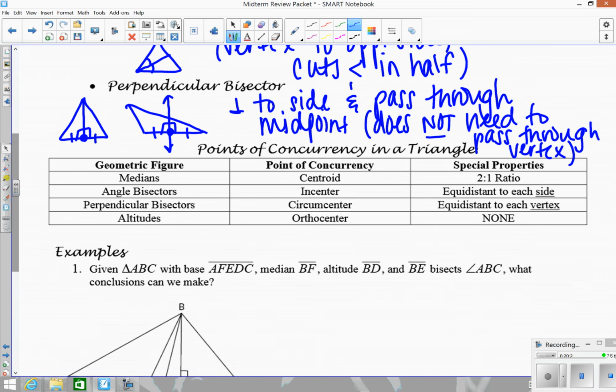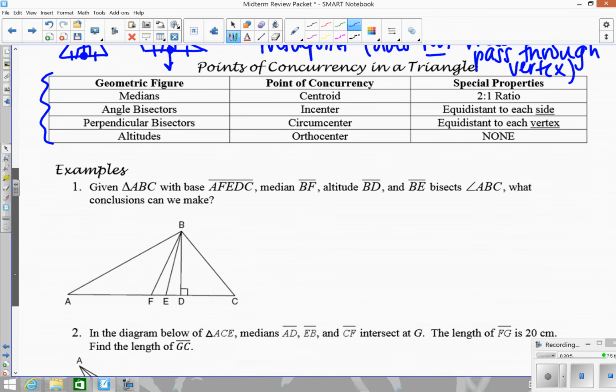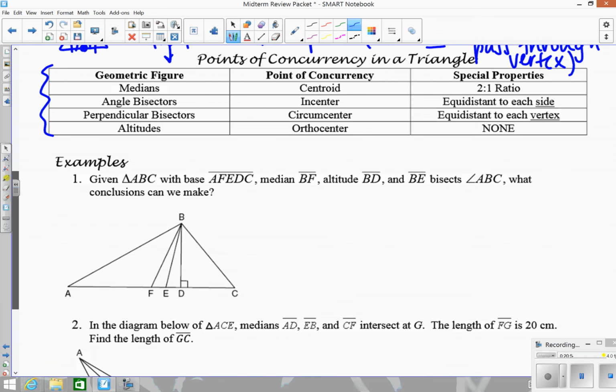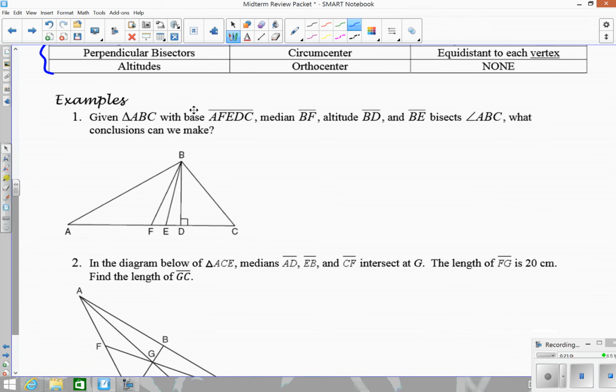This chart down here just kind of talks about those points of concurrency. Remember, every single triangle has 3 of each of these segments, so 3 perpendicular bisectors, 3 medians, 3 angle bisectors, and 3 altitudes. When those segments cross, these are the names for them. And each of these has a special property except for where the altitudes cross. There's no special property. So this is just something that you want to read through and make sure you know. But let's go ahead and just look at an example of using the segments as well as an example of these concurrency points. So this example here, we're given triangle ABC and we want to make some conclusions.